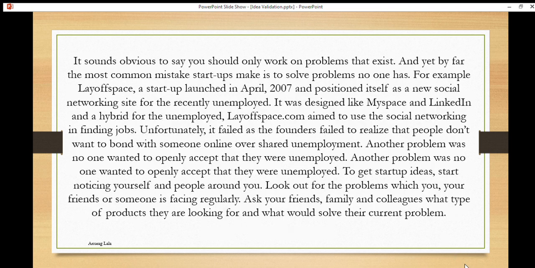It is obvious to say that you should work on a problem that really exists, and yet by far the most common mistake startups make is to solve a problem that no one has. If you are facing that issue, it's only your problem, not others'. There is an example here of how Layoff Space launched a startup but failed, because Layoff Space directly said that those who make an account there are unemployed. That made the difference between Layoff Space and LinkedIn. LinkedIn never says that you are unemployed or looking for jobs, but Layoff Space was claiming that. So people didn't go for Layoff Space. You have to understand what the problem is and how you can solve it. That is very, very important.